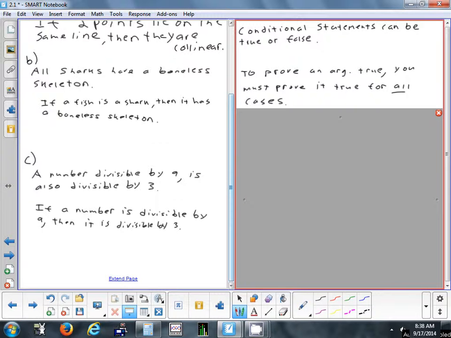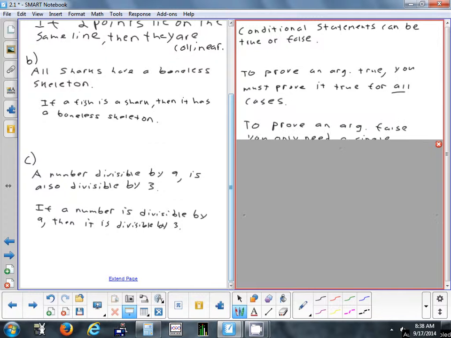But how about to prove something false? If I gave you a statement and I said, prove to me that this statement isn't always true, how many examples do you need to prove something is false? Yeah. Just one. To prove that something doesn't work all the time, you just need to show that it doesn't work at least one time. And that one example that proves something's not true, we call a counterexample.